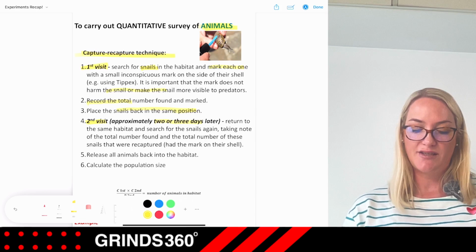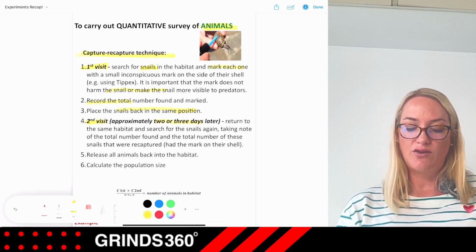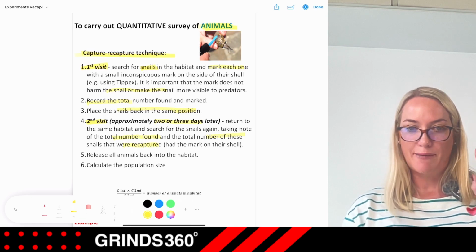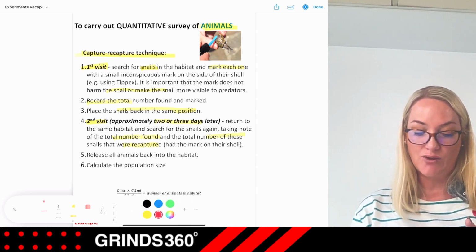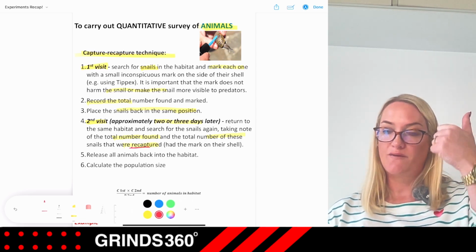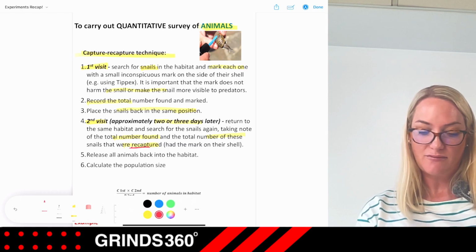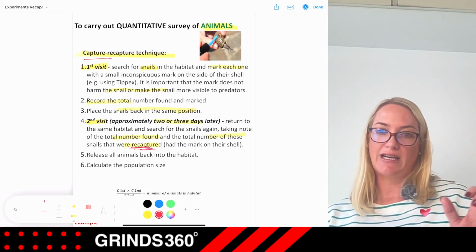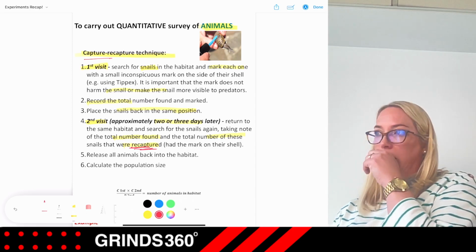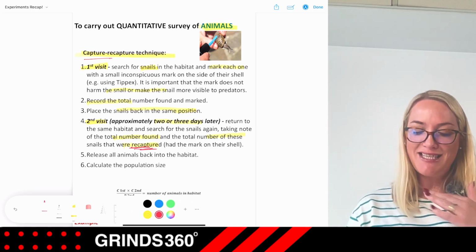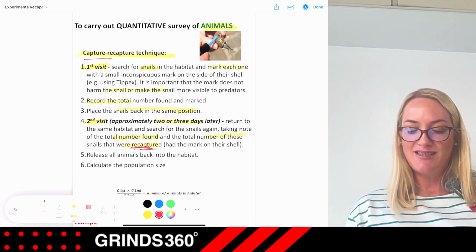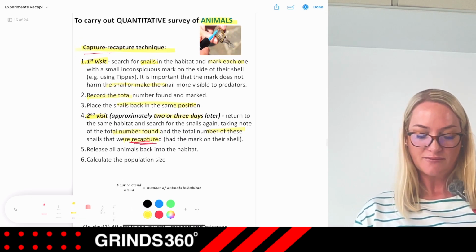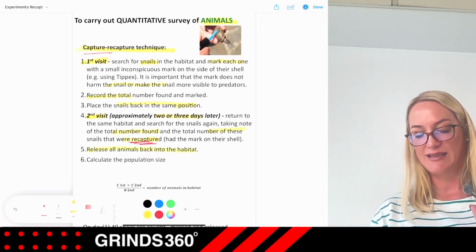So you're going to return to your same habitat, taking note of the number of organisms found and the total of these snails that were recaptured. It is very important that you say the word recaptured. Your first visit is your capturing. Your second visit is your recapturing. So therefore, you're making reference to your capture, recapture. Sorry. So release all snails back into that habitat, and then you're going to calculate out the population size. So make sure we say release, you're back into the habitat.